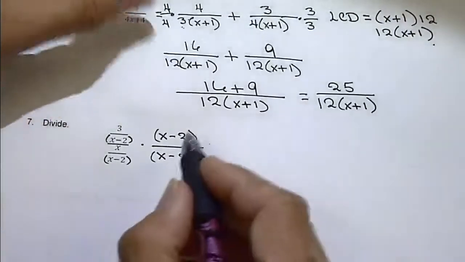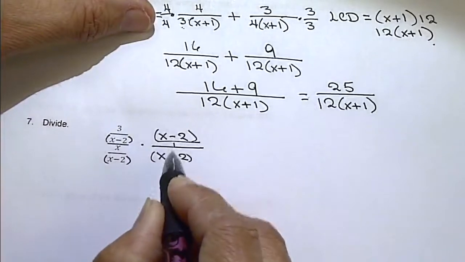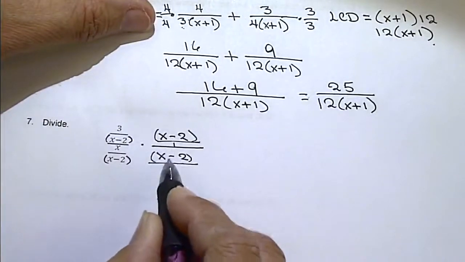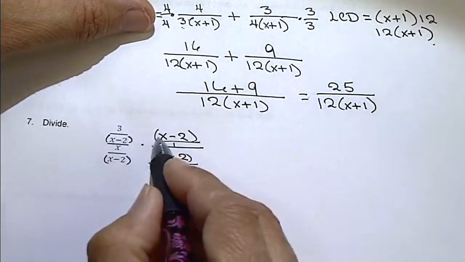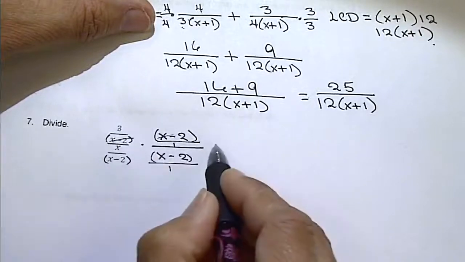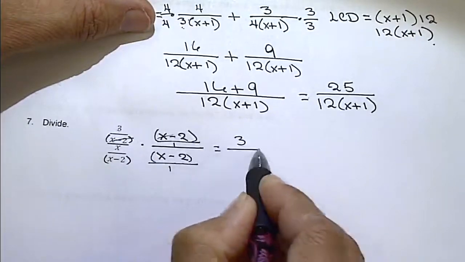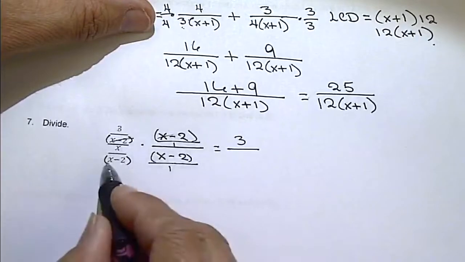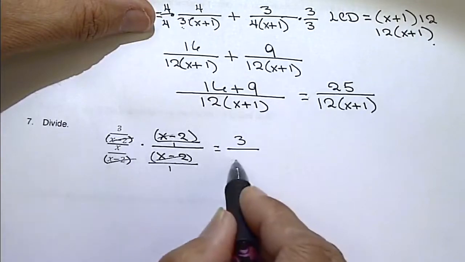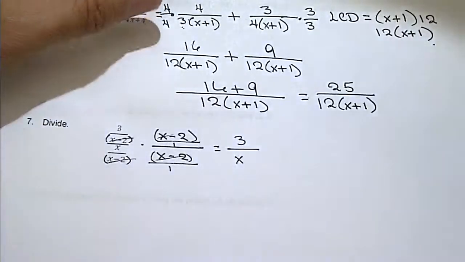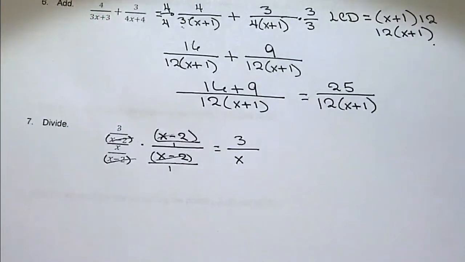In other words, this is really x minus 2 over 1. This is x minus 2 over 1. When I multiply that, these denominators cancel, and it's really equal to 3 over 1. These x minus 2's would cancel, and this is really equal to x over 1, and I end up with 3 over x. Now, that's how my lab math explains it and how they sometimes teach it, and I think that's confusing, to tell you the truth.